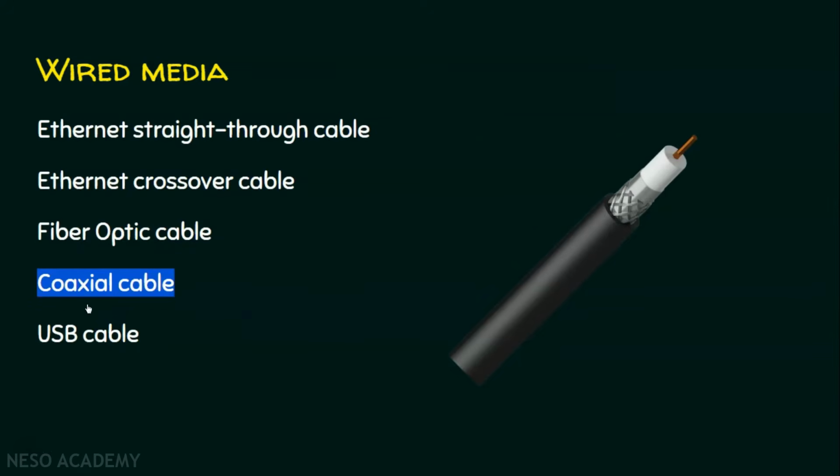Now we will see coaxial cable. This is an example coaxial cable. This cable is mainly used for audio or video communication. We can see this cable in our home. If you have a set-top box, just go and see this coaxial cable which connects the dish antenna and the set-top box. This cable also carries the data in the form of electrical signals.